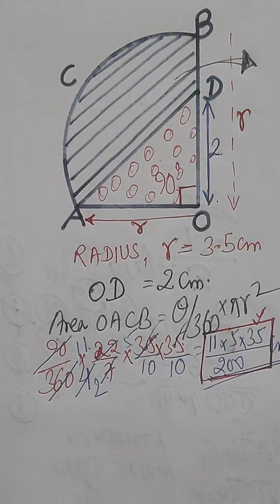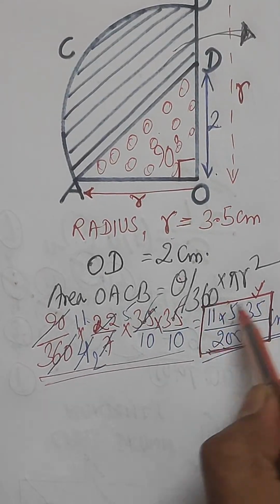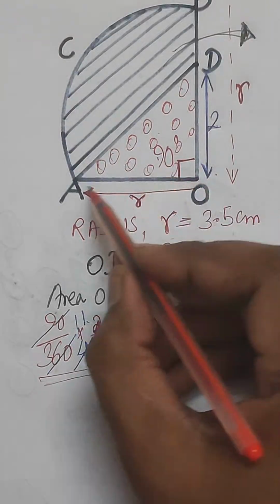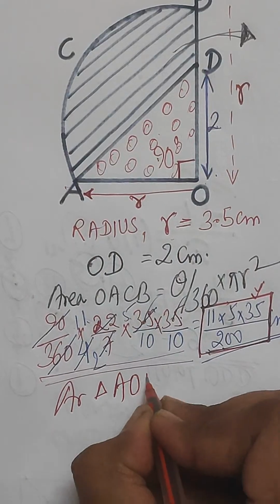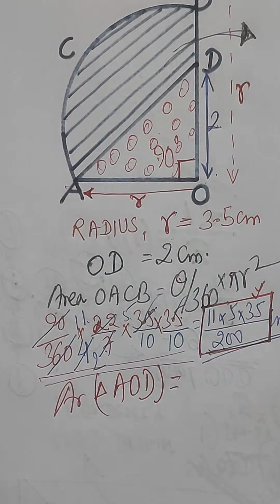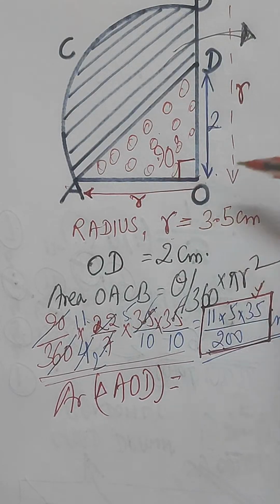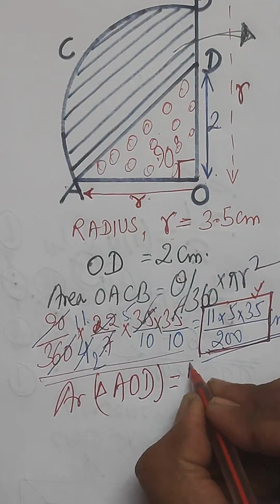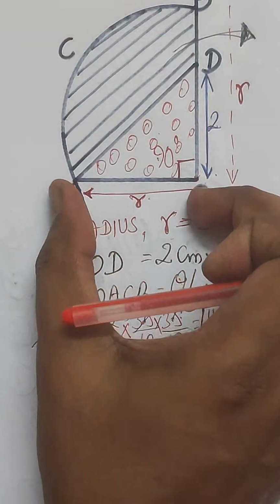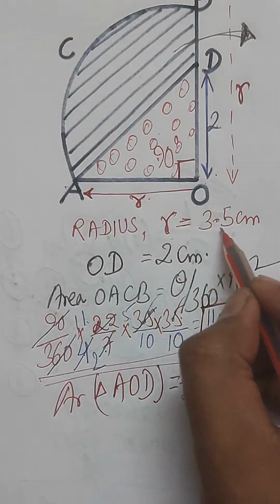So let us do one thing. From this area of the quadrant, whatever we have calculated, just subtract the area of the triangle. But what is the area of the triangle AOD? Area of the triangle AOD is how much? How will we apply Pythagoras? No, simply you can see it's 90 degrees. So it is half into base into height. So this will be half into base. The base is the radius of that quadrant. So half into radius, what is the value of r? That is 3.5.